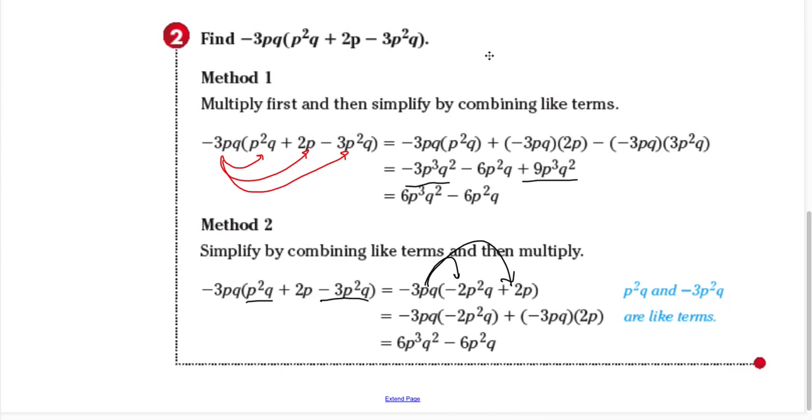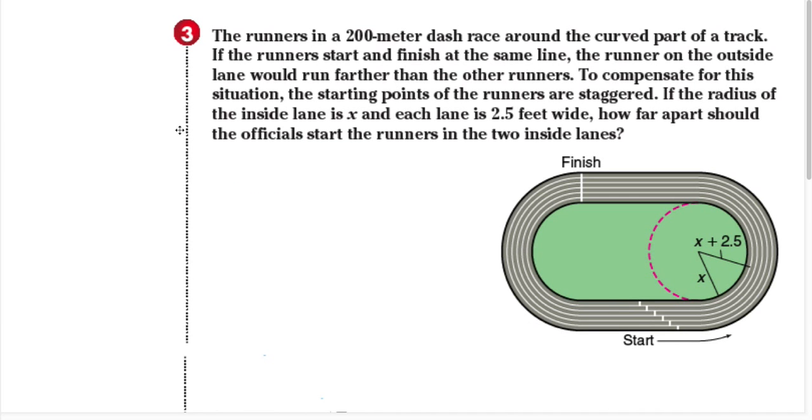Okay, let's take a look at example number 3. The runners in a 200-meter dash race around the curved part of the track. Basically, these are the runners in the 200-meter dash race around the curved part of the track. If the runners start and finish at the same line, the runners on the outside lane would run farther than the other runners. To compensate for this situation, the starting points of the runners are staggered. If the radius of the inside lane is x and each lane is 2.5 feet wide, how far apart should the officials start the runners in the two lanes?